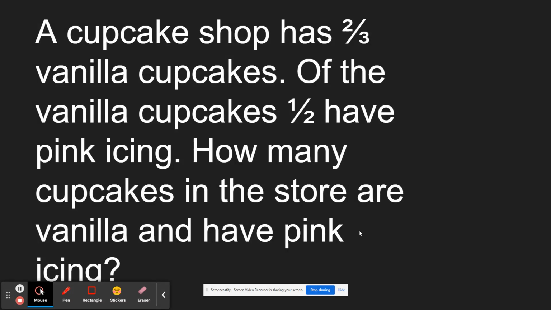A cupcake shop has 2/3 vanilla cupcakes. Of the vanilla cupcakes, 1/2 have pink icing. How many cupcakes in the store are vanilla and have pink icing? So we know 2/3 are vanilla, and of those 2/3, 1/2 have pink icing. So we're trying to find 1/2 of 2/3. Fraction of a fraction, we are going to multiply.